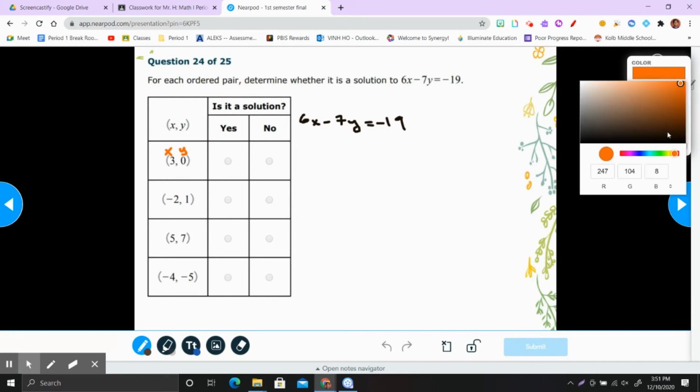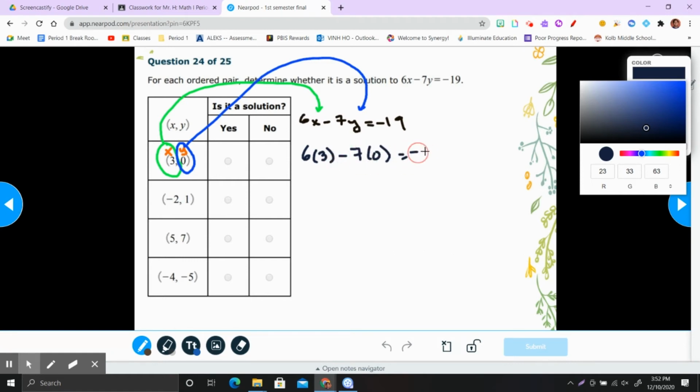How do we plug it in? So x is 3. This number will go in place of x. And y is 0. Y is 0 will go in place of y. So that will give us 6 times 3 minus 7 times 0 equal to negative 19. And are they equal to each other? 6 times 3 is 18. Minus 7 times 0 is 0. Are they equal to negative 19? 18 minus 0 is 18. It is not equal to negative 19. So this is not a solution.